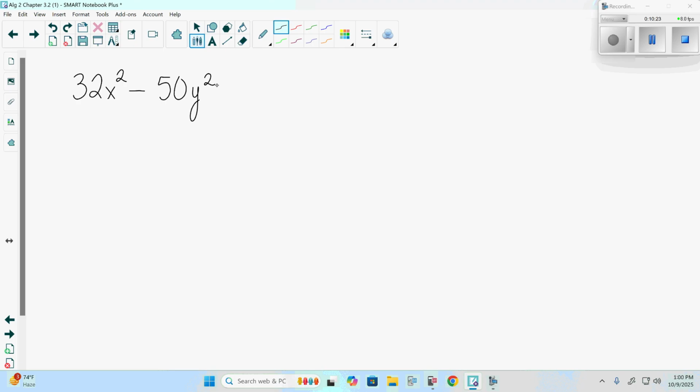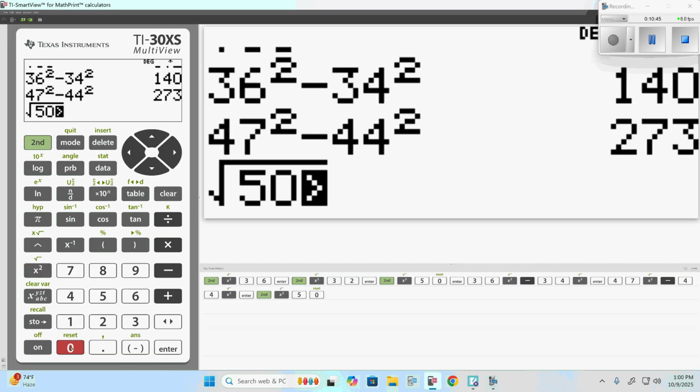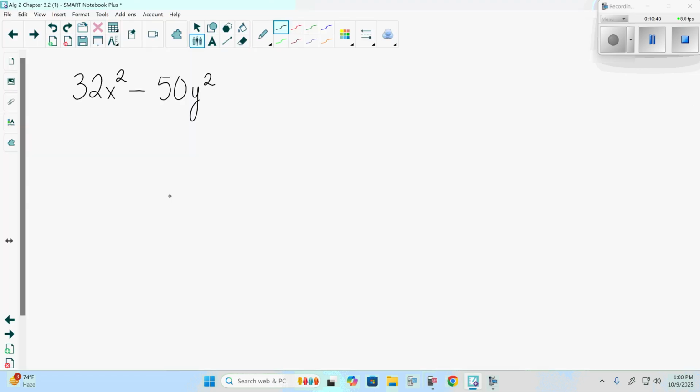32x squared minus 50y squared. So I added this to the list. What times itself is 32? Is there a number times itself that's 32? No. Is there a number times itself that's 50? It would be 5 square root of 2. So there's not one, but is there a greatest common factor between 32 and 50? Yes, and it is 2.